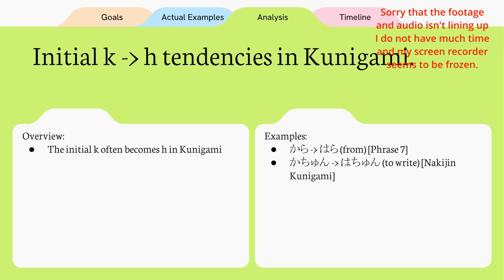And another good example is the word, it's very commonly used as an example, so it's pretty generic, but we have in Uchinaguchi this word kachun, which means to write. In Nakijin, that would be hachun, right?